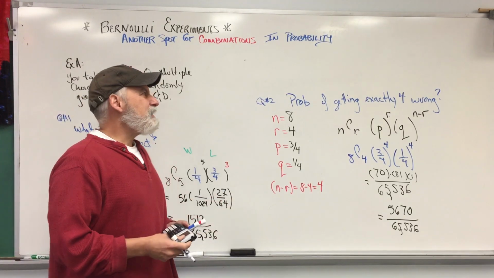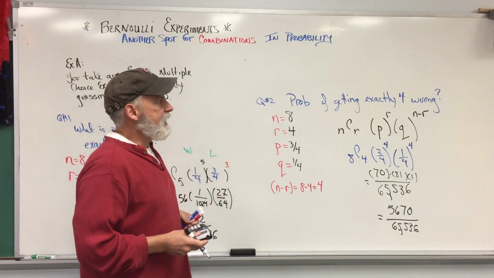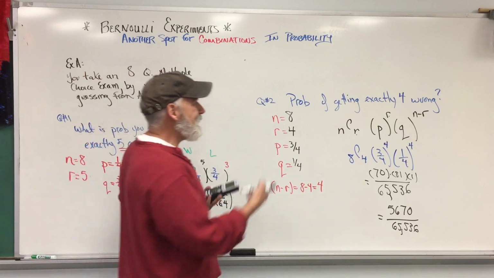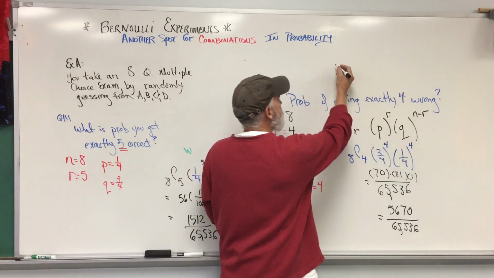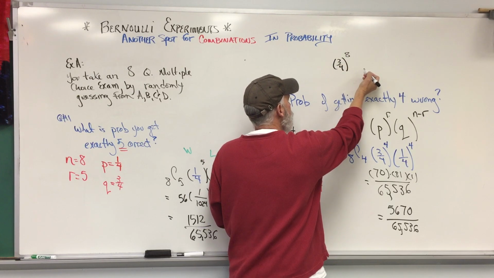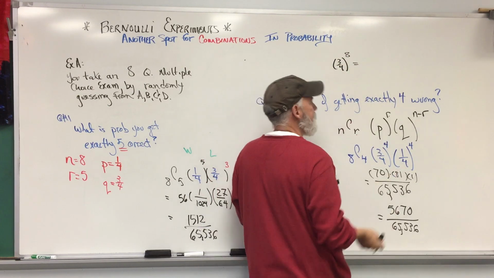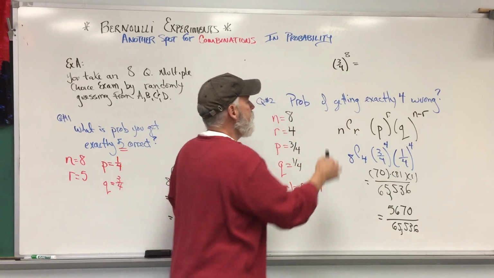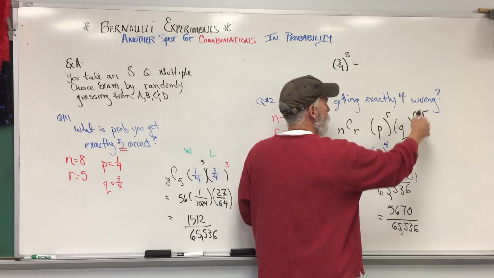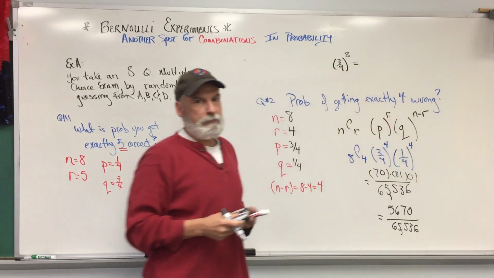Ta-da. Last thing I'm going to say, if they said, what's the probability of getting exactly 8 wrong? You kind of don't really need this, because 8 wrong can only happen one way. That would just be 3/4 to the 8th. That'd be a slots problem. But if you did it 8C8, 3/4 to the 8, 1/4 to the 0, you get the same thing.